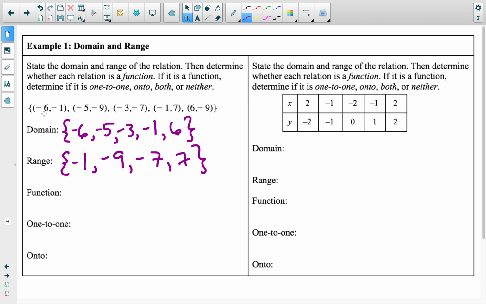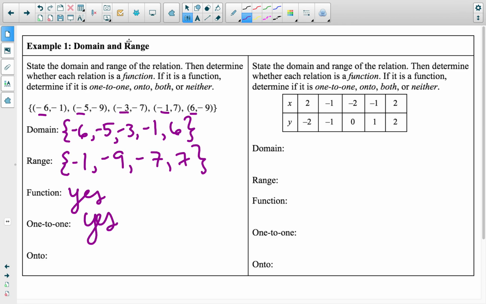Is this a function? I'm going to look and see, do my x's repeat at all? No, they do not. So we have a function on our hands. Now we want to think about, is it one-to-one? Is it onto? If something is one-to-one, we want to see, does each x go to exactly one y? 6 goes to -1. Okay, 6 has a buddy, -5 has a buddy, -3 has a buddy, -1 has a buddy, and 6 has a buddy. So this would be considered a one-to-one function. Is this function onto?